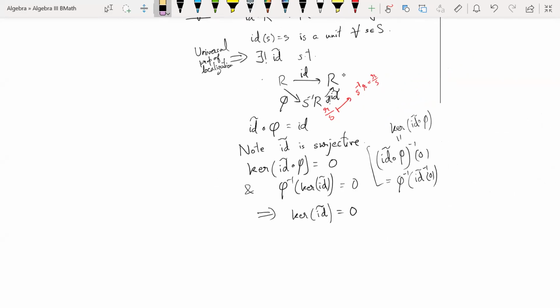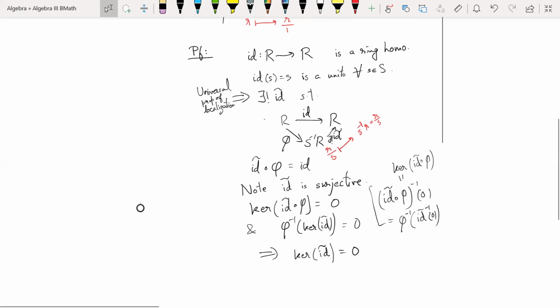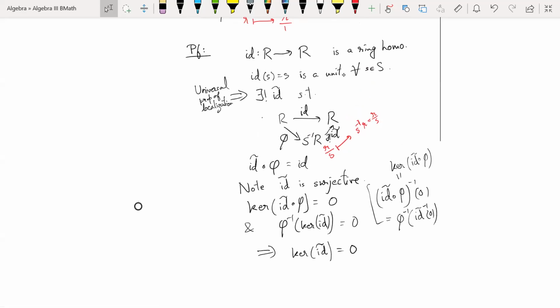Sir, in the proof, where did we use anything about phi? In the diagram proof, you mean, right? Yes, sir. We use the fact that identity tilde composed with phi is identity. So this universal property works only for phi. It doesn't work for an arbitrary map. So R to S inverse R is the natural map, and this map phi has the universal property. So we showed that this will be an isomorphism.